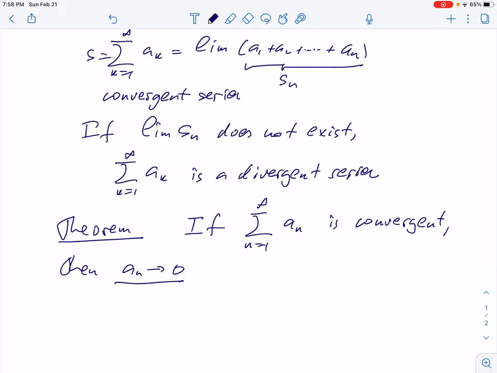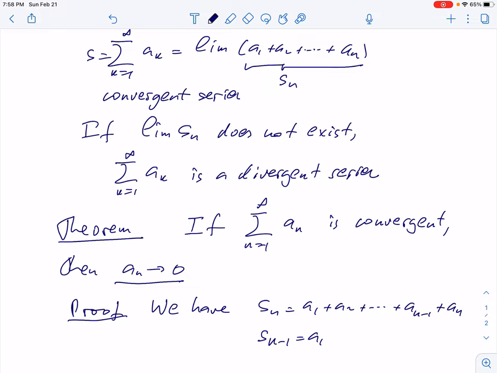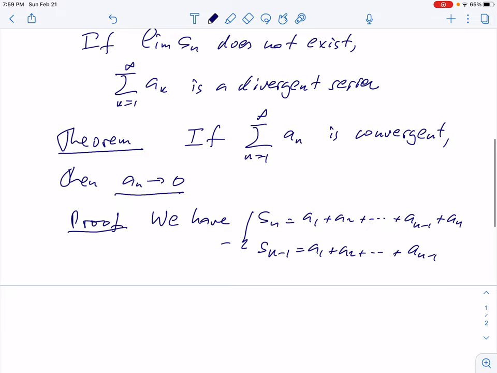Remember how we defined S sub n? Here is the proof. So we have S sub n is A1 plus A2 plus, let's write the previous one, A sub n minus 1 plus A sub n. And let's write also the form for S sub n minus 1, the previous partial sum. It goes A1 plus A2 plus up to A sub n minus 1. And now when we subtract these two, you see only A sub n will be left. So S sub n minus S sub n minus 1 is A sub n.